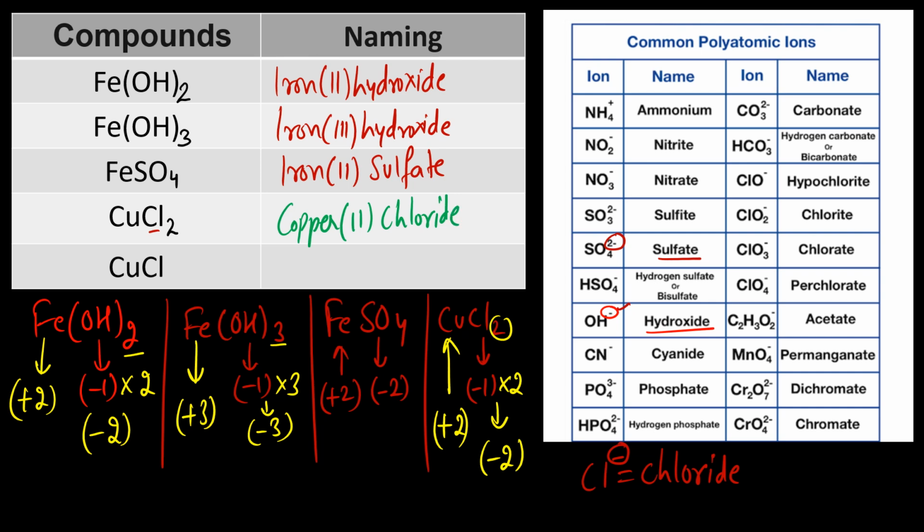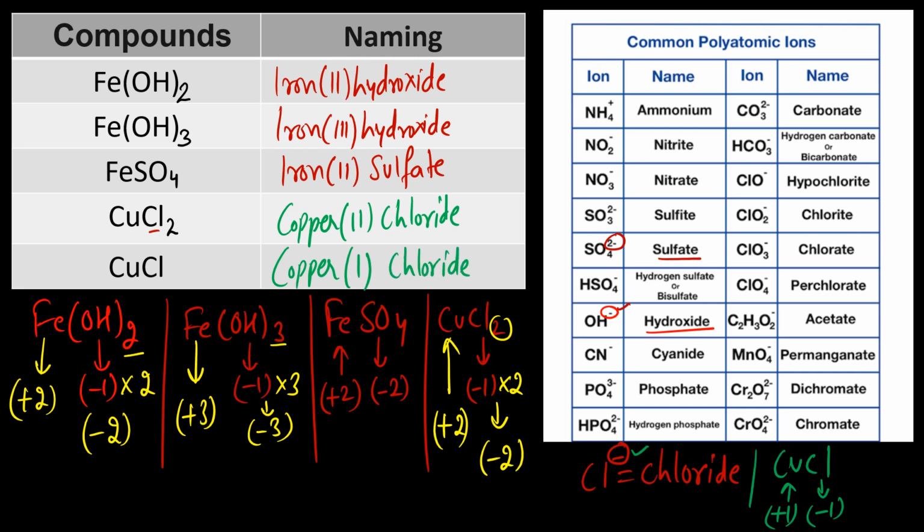Now let's check for the next. The next is about CuCl. Again, as we have checked, chloride has 1 negative charge already. So just to neutralize it, your copper must have plus 1 charge. So its name is going to be written as copper 1 chloride.